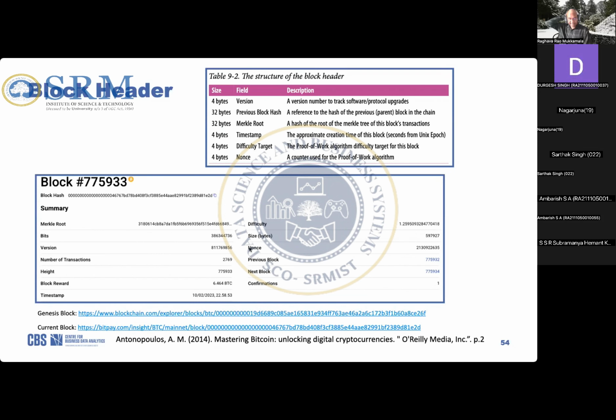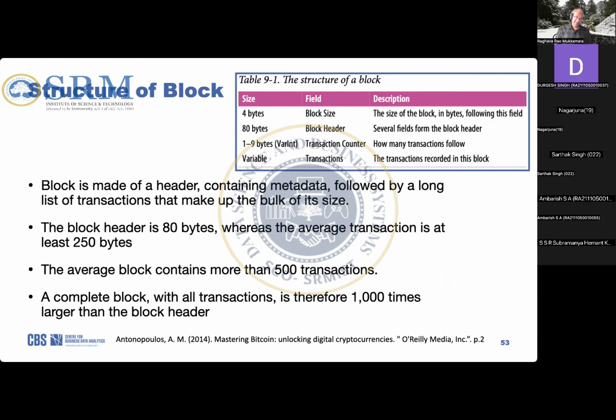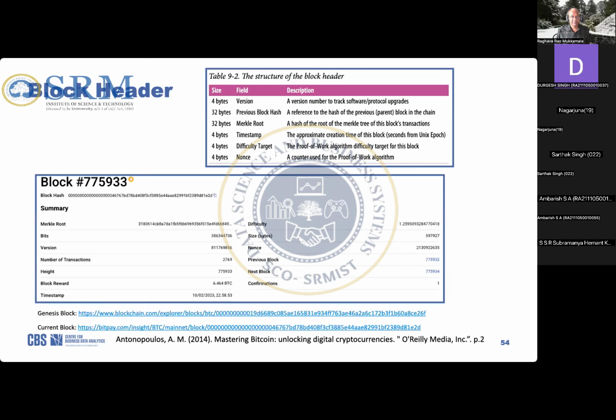And let's look into the block header, because this contains some important information, which we'll also see in the further lectures when we want to do the mining and other kinds of things, how Bitcoin mining works, and how the hash value of the block is created. So at that point also, we will look into more depth. So the structure of the block is like this.